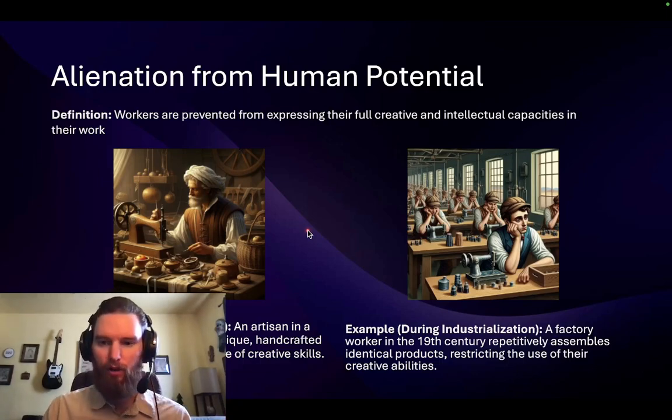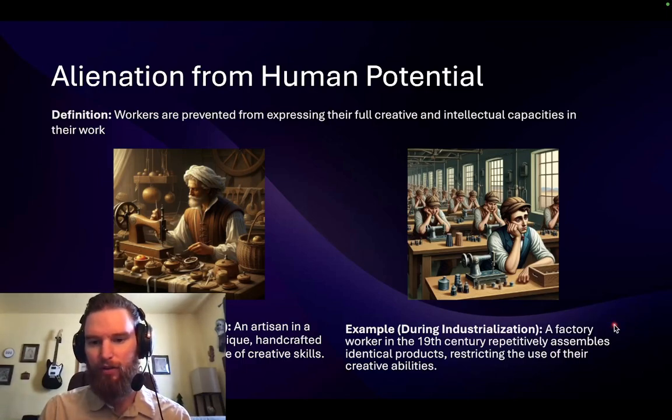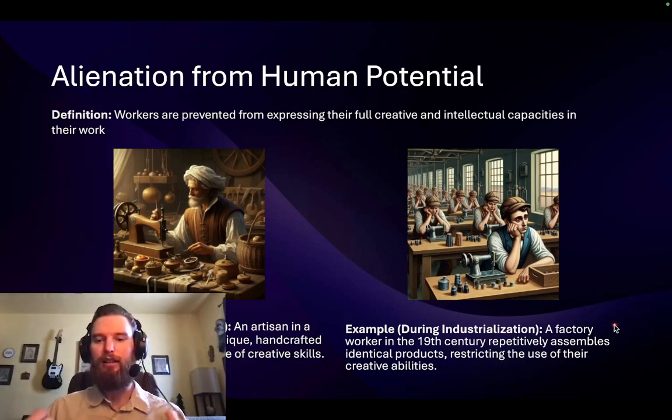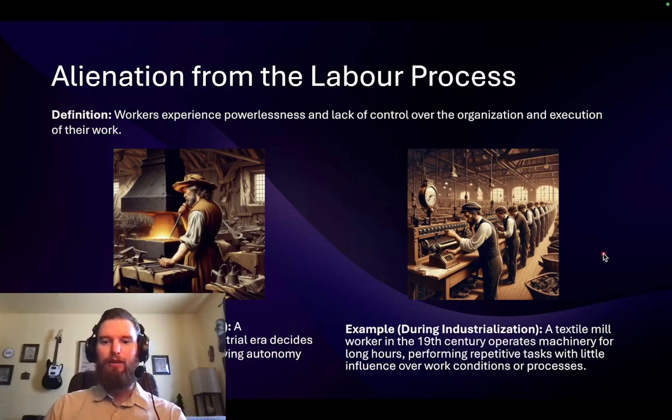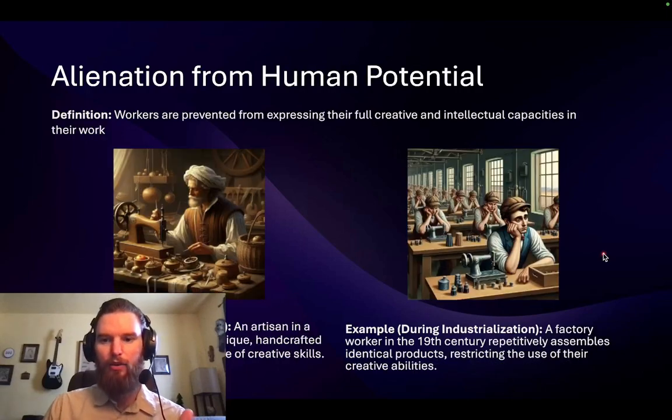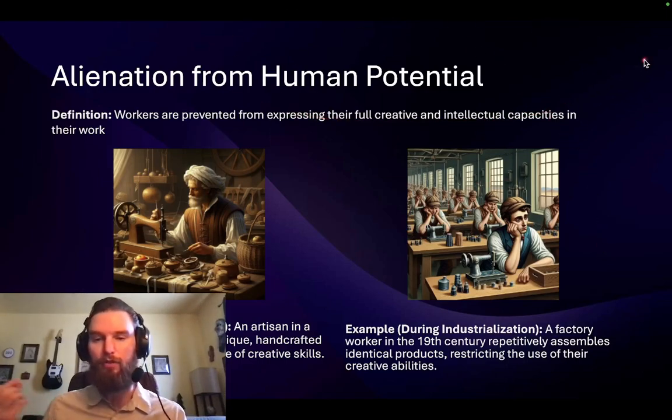Whereas in a more industrialized environment, a factory worker in the 19th century repetitively assembles identical products, restricting their use of their creative abilities. So all these things really overlap, right? I mean, the creation of the thing itself, having less control over the labor process of how that thing is created, and then once again your own creativity is being lost in that process too, which is why your human potential is kind of being stripped from you in some way as well, because what is your point of living at that point, right?